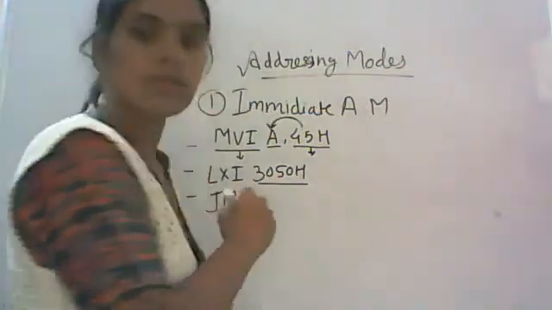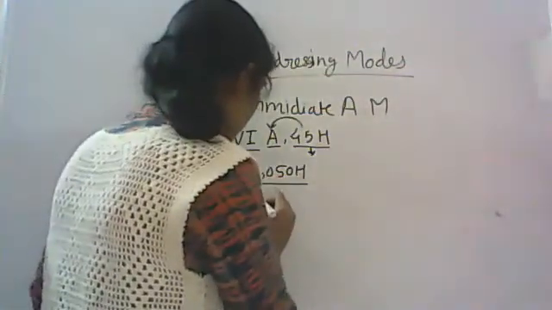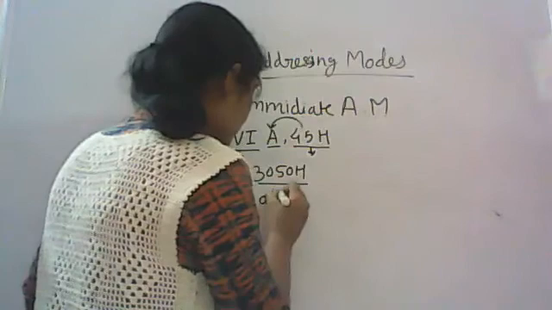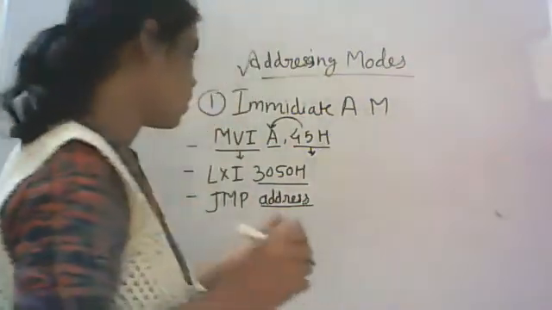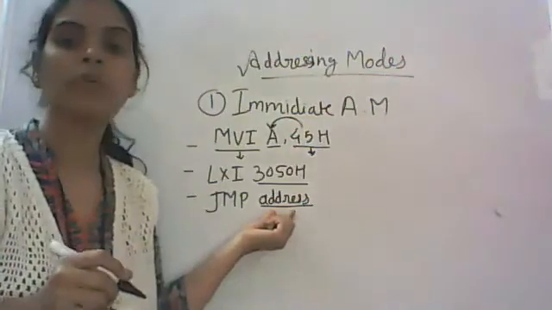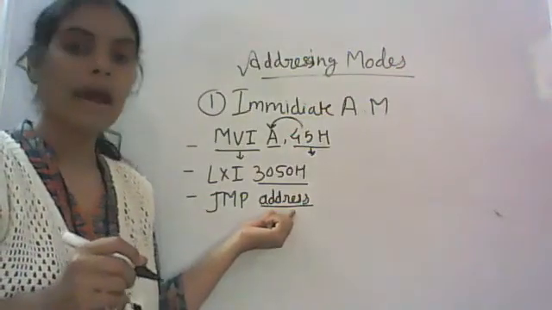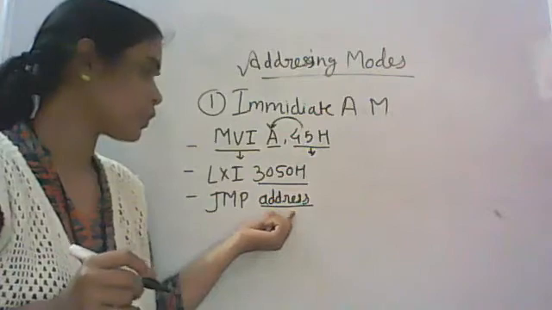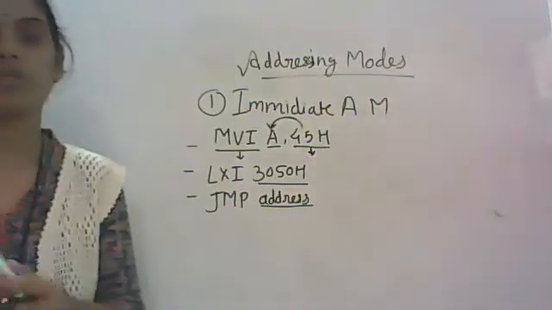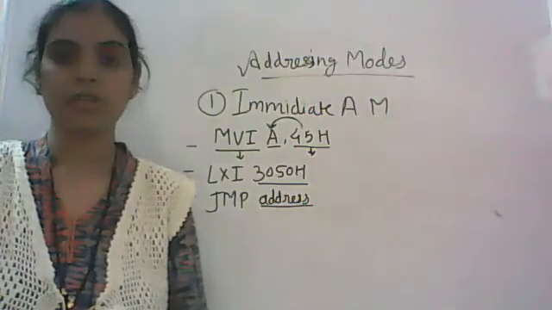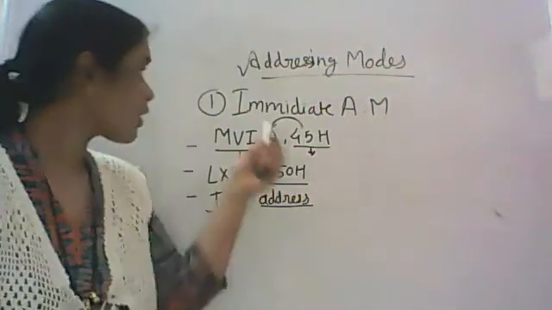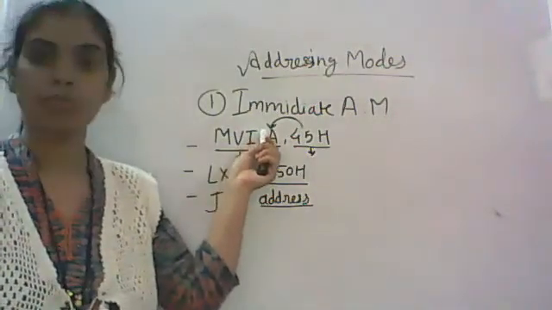JMP, jump. In this jump instruction, here is the address. Okay, this is the operand here. Jump to operand address immediately. Okay, jump to operand address immediately. Okay, this is about the immediate addressing mode.